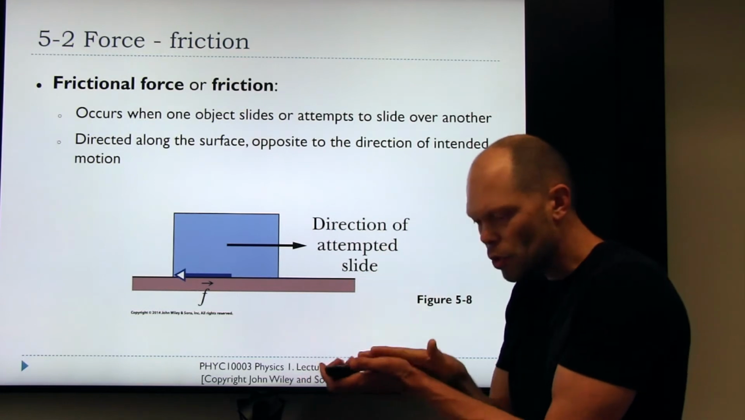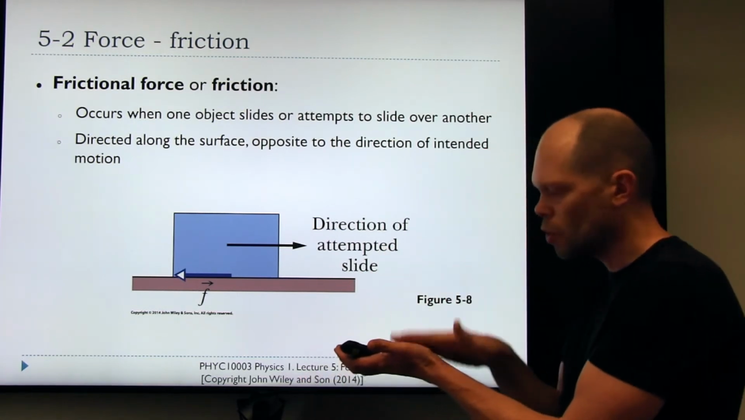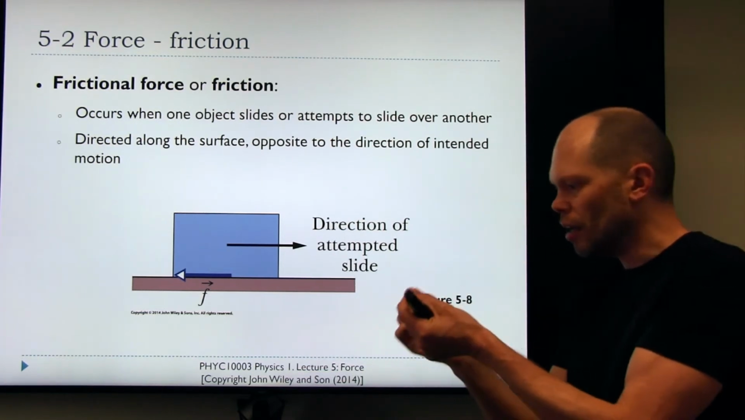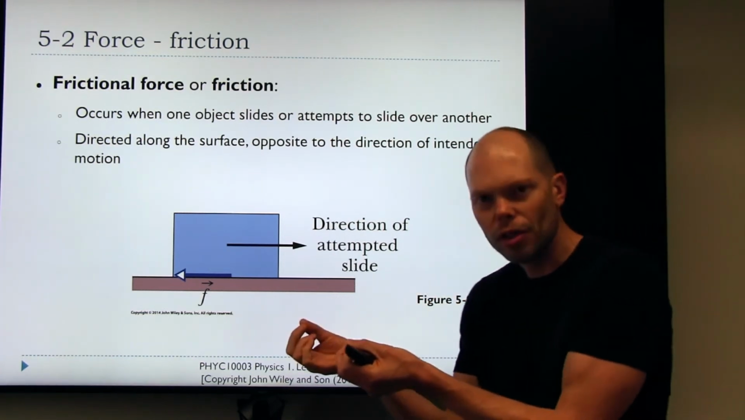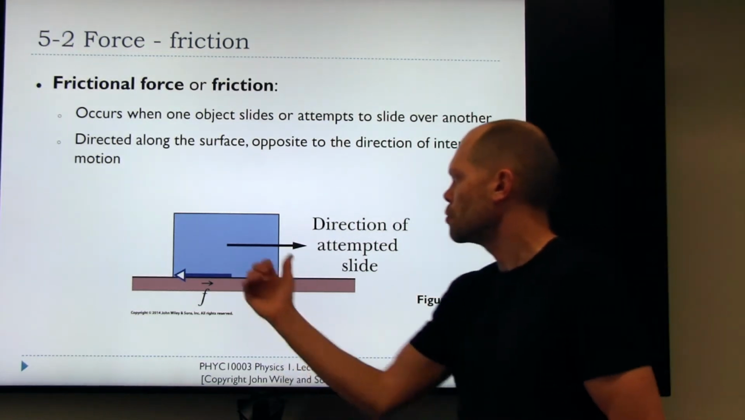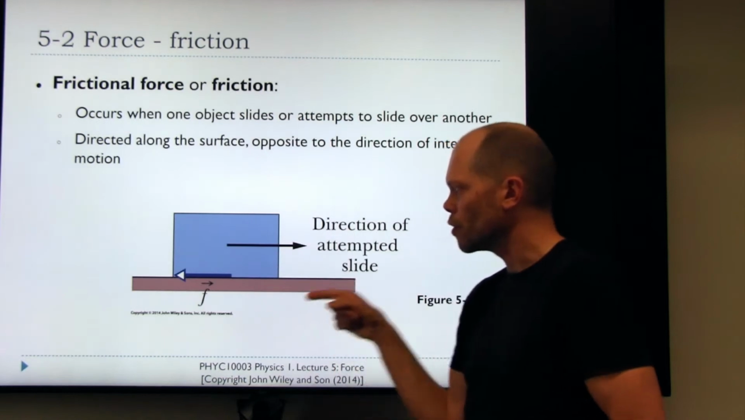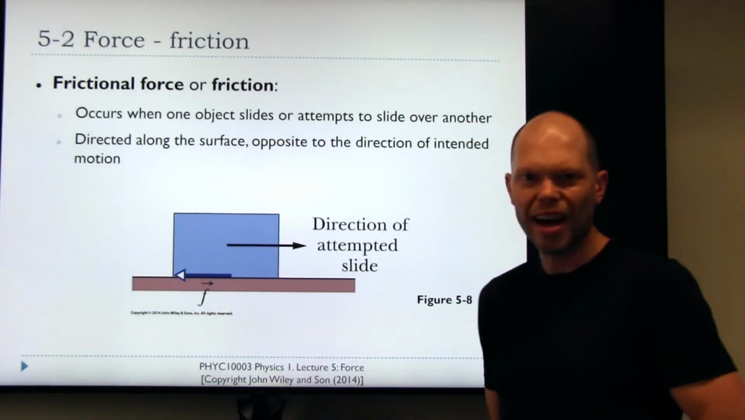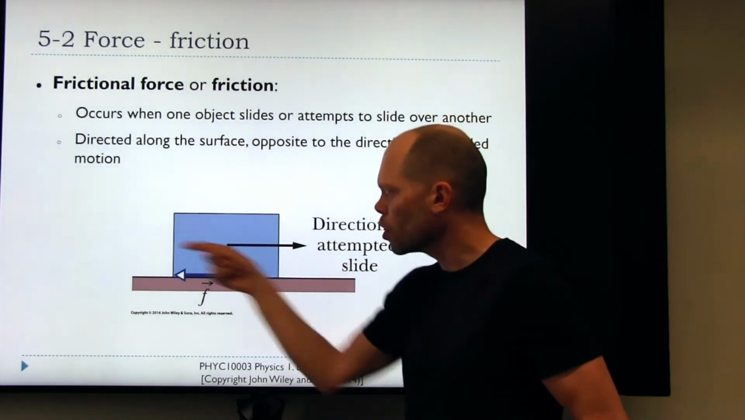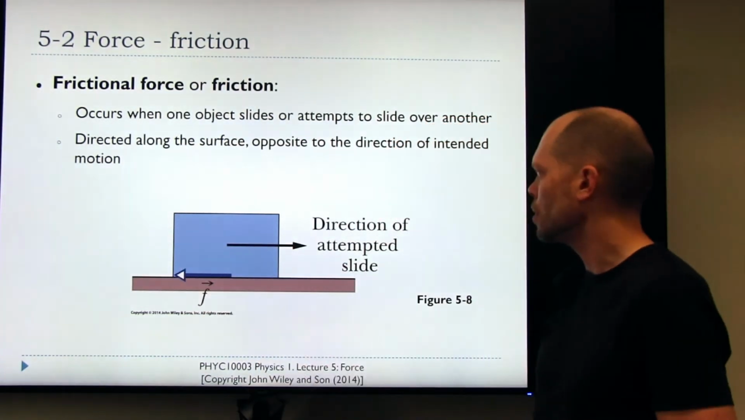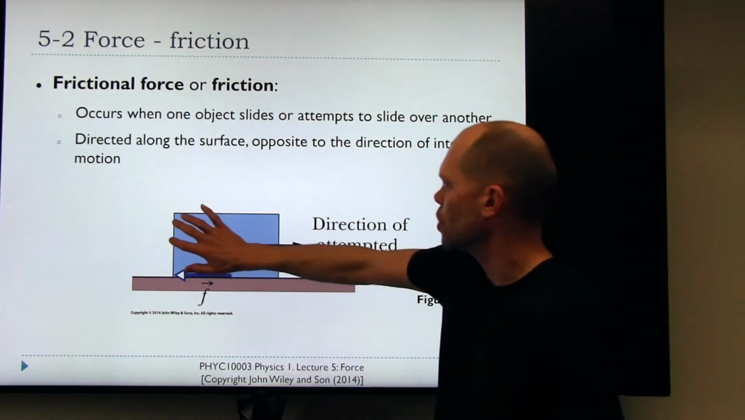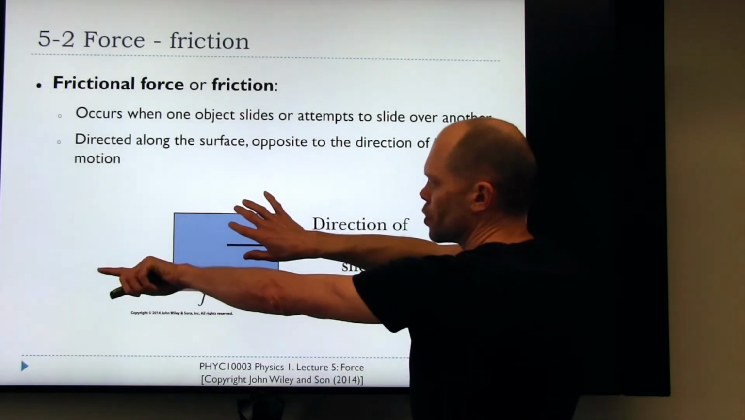So anytime you have two objects connecting on a surface, and you move one across, all the little fine imperfections are going to cause friction. So if I'm trying to push it in this direction, the frictional force is going to be working against it. It's kind of like a normal force, but not really, because the normal force is up here. It works opposite to the attempted direction of our sliding. So we push it this way, the frictional force is working that direction.